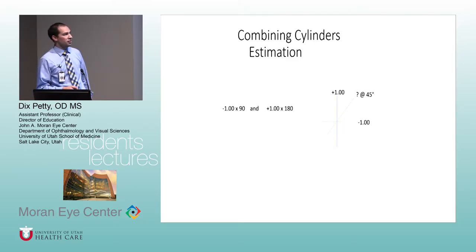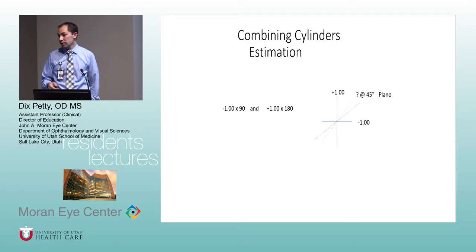So you basically just add these two together if it's 45 degrees apart from where the two axes are. Because it's halfway between a plus one and a minus one, adding those together, we end up with plano.